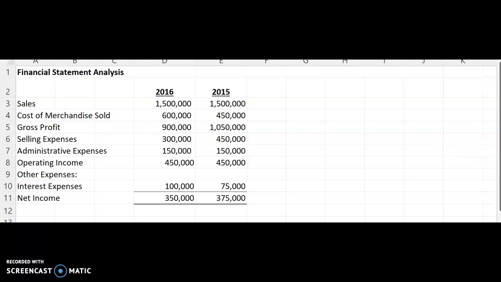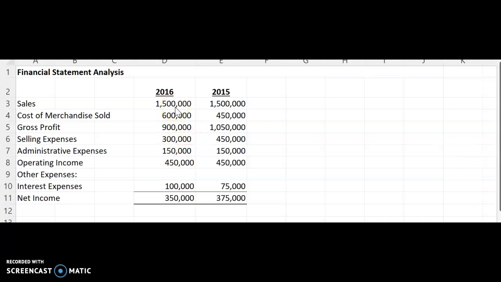This video is going to introduce financial statement analysis. So there are careers in financial statement analysis, and people who do financial statement analysis are called financial analysts. So we can look at a financial statement and we can see the numbers, but we can gain even more insight when we start comparing.